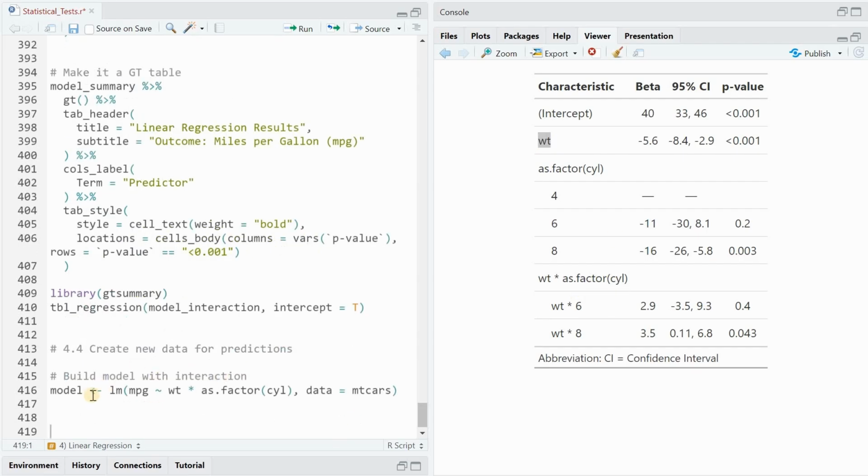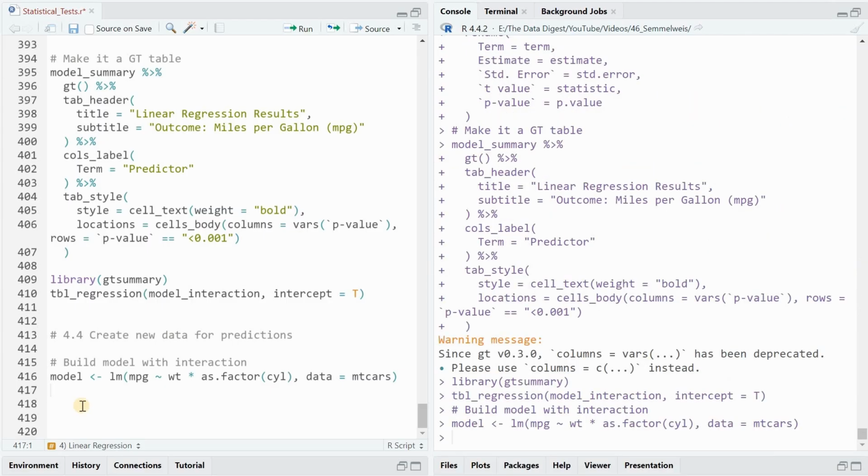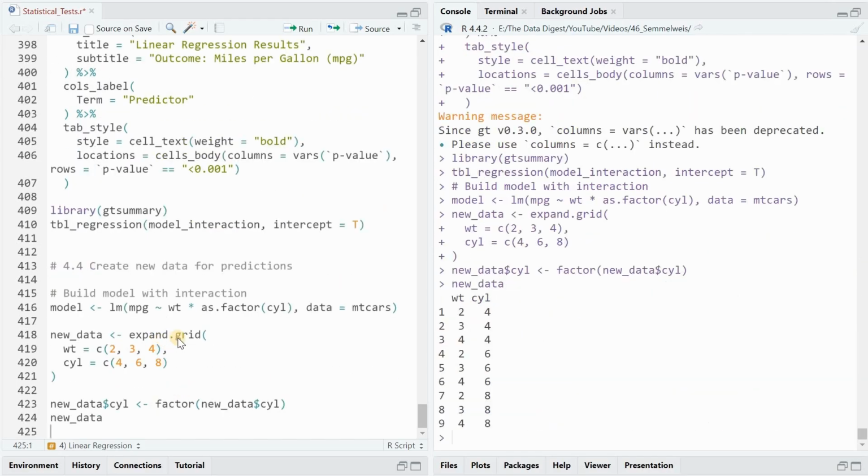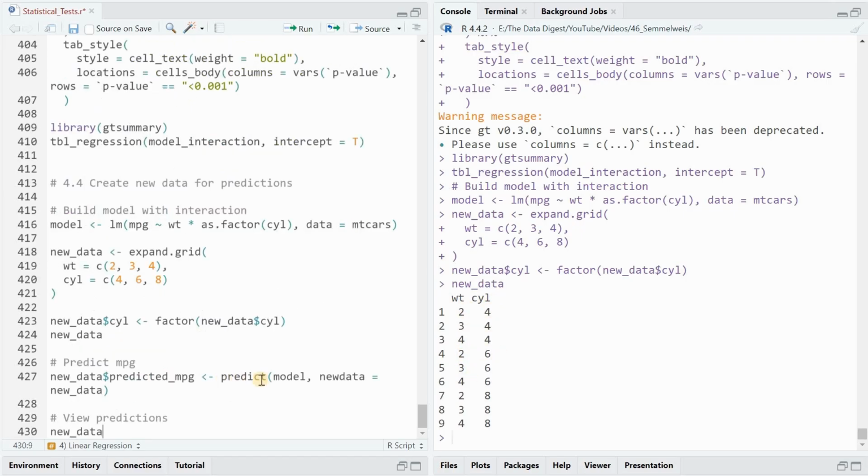And the whole reason we do linear models is to predict Y based on X, or mileage based on several variables. And when we have this model, we can create new data. For example, with expand.grid, we now have a new data frame with different weights, 2, 3, and 4, repeating for the different cylinders. And then we can use the predict function on our model that we created above with the new data.